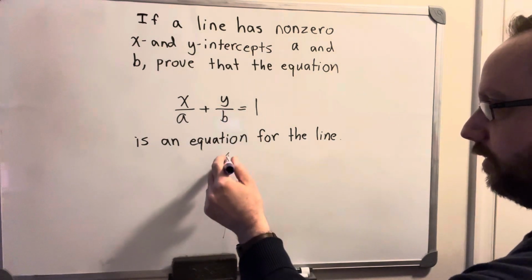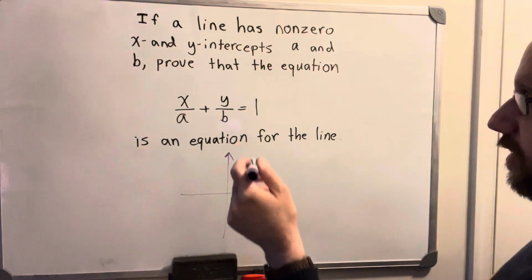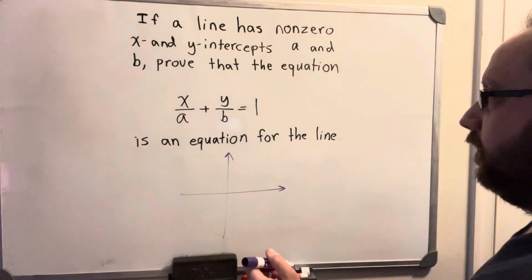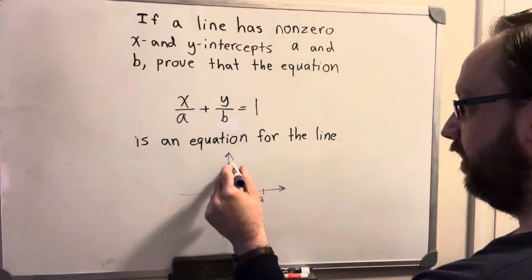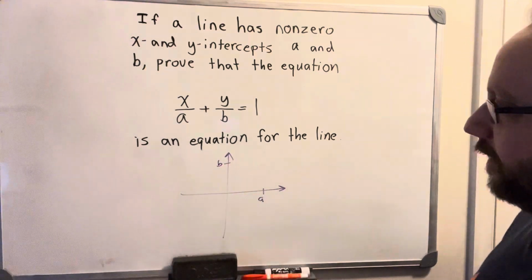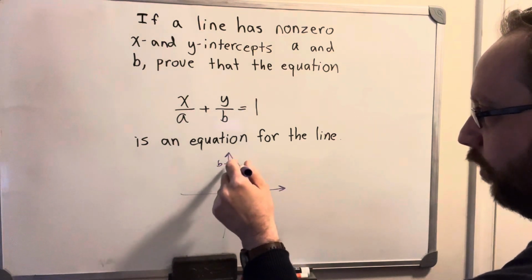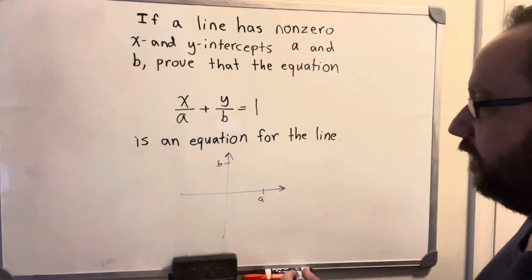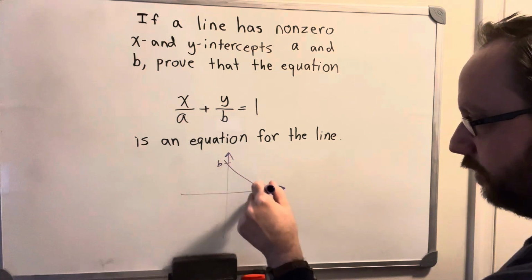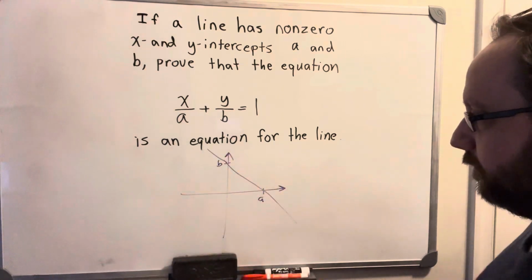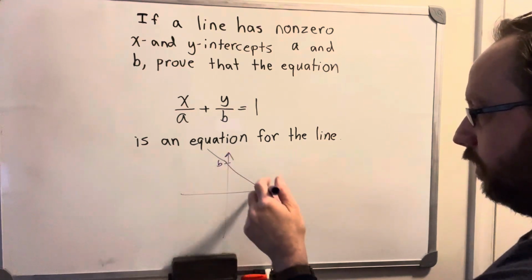First of all, let's figure out what the a and b, x and y intercepts are. Let's say that this is the x-intercept, this is a, and this is b, because the x-intercept crosses the x-axis, and the y-intercept crosses the y-axis. Now the line between these two points would be this line. So what I have here is two intercepts.